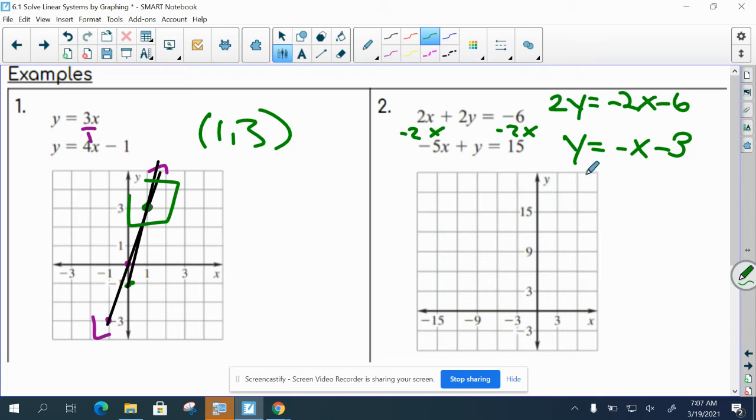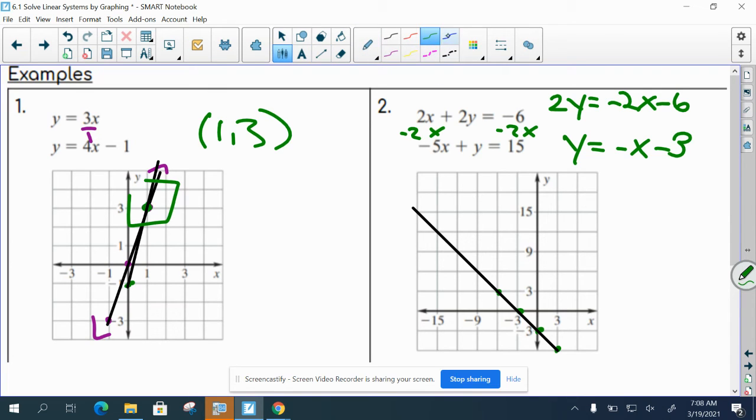All right, so then if I plot it, I plot negative 3 on the y-axis, and then I'm going down 1 over 1. Now, since this goes in 3s and this one goes in 3s, I can go down 3 over 3, and then up 3 over 3, up 3 over 3. So that's probably enough to graph if I keep following that trend.